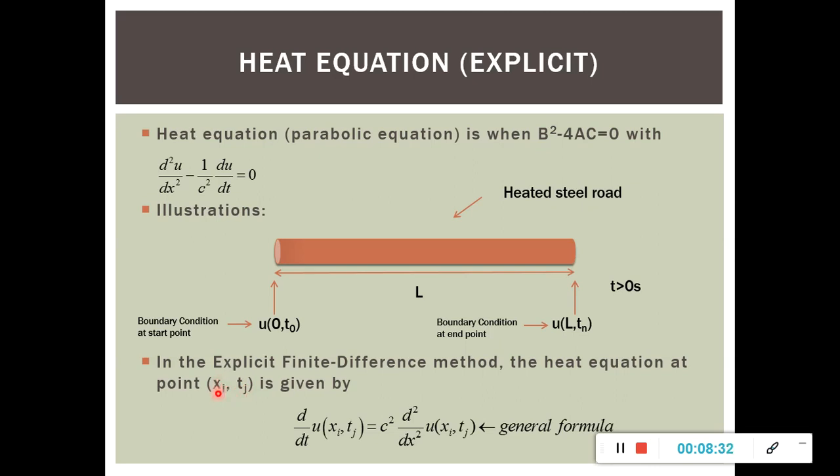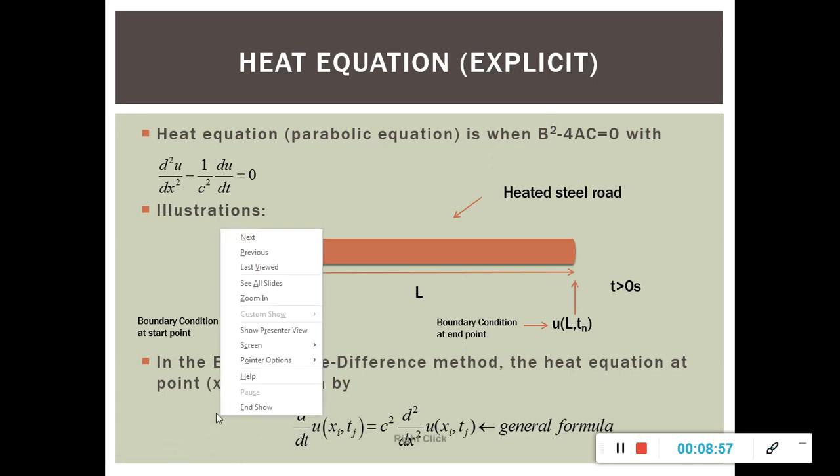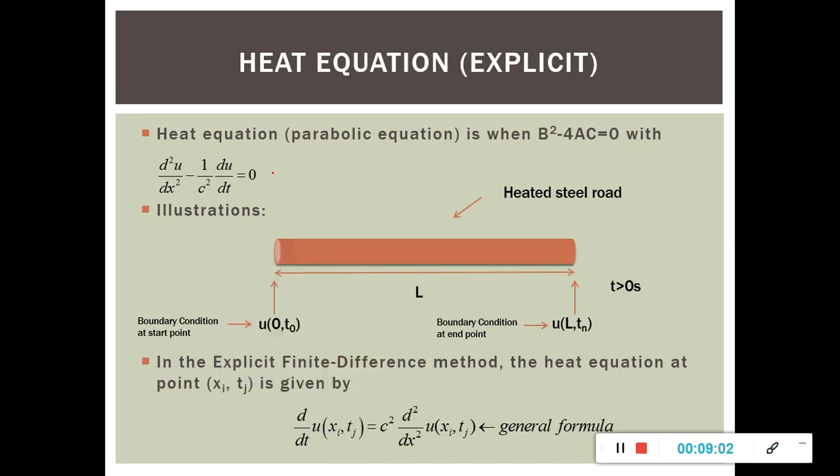Therefore, in the explicit finite difference method, the heat equation is at the point xi, tj. For xi, x is the x-axis, representing the length of the rod. For tj, t is the y-axis, sorry. I'll draw it. So this will be your y-axis, and the y-axis is represented by time.